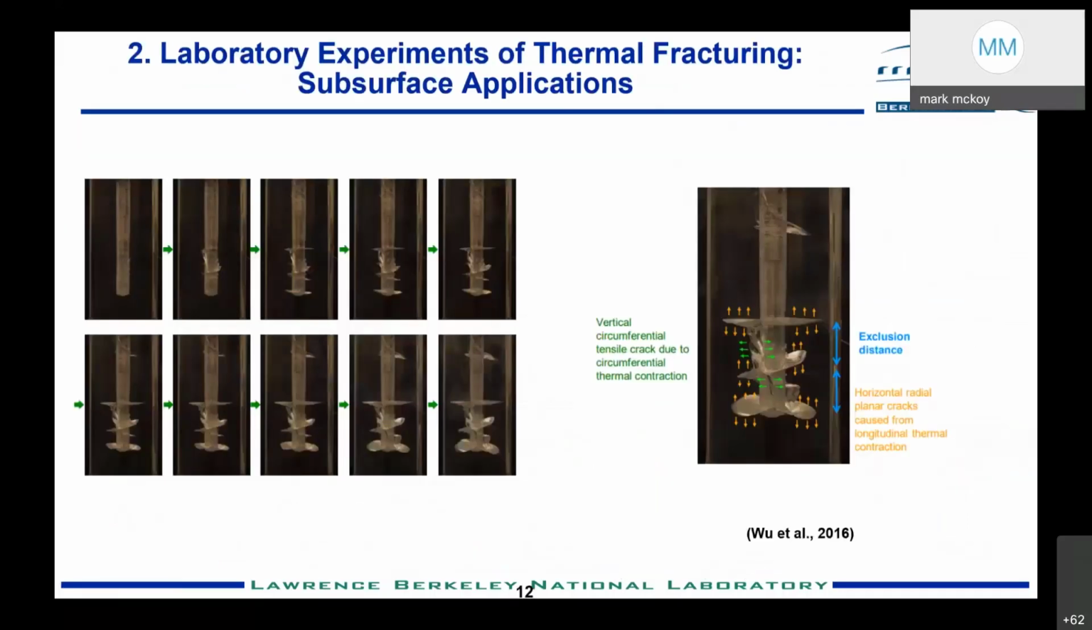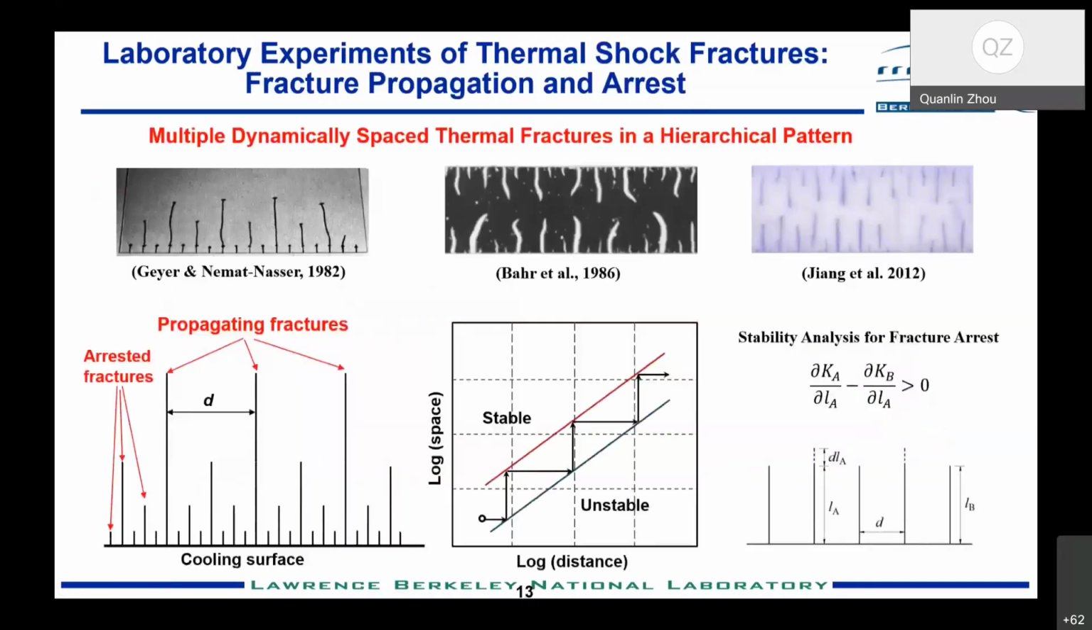So now let's move on to the laboratory experiment. That's one example by Yu Wu. You can see here a radial transverse thermal fracture induced by liquid nitrogen injection. Here are fracture patterns from laboratory experiments under no confining stress.